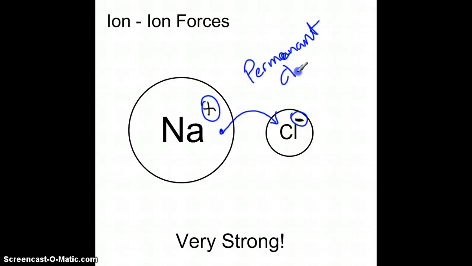It's a permanent charge. Therefore, this charge is very strong, and this charge is very strong. This is a positive, and this is a negative. So they attract, and so the glue that holds that together is going to be very strong. Okay, so now the next type of charges.